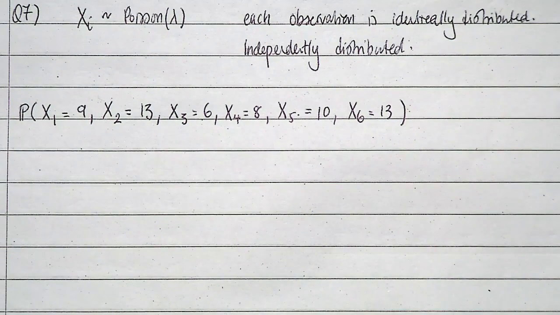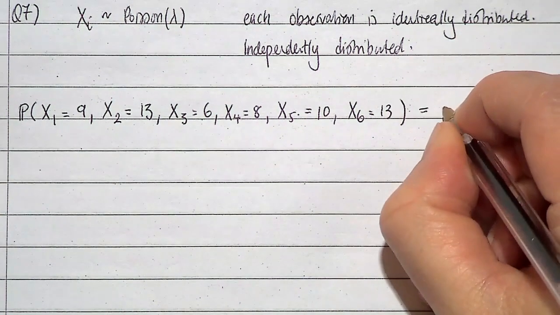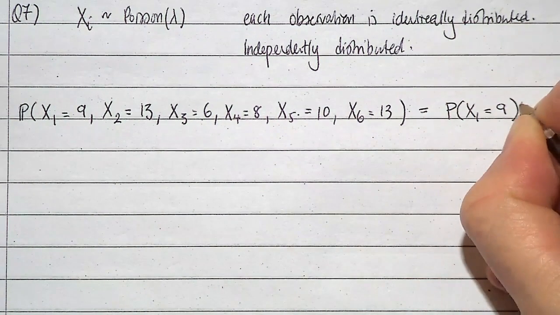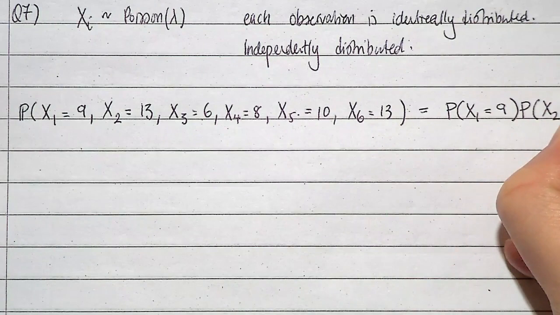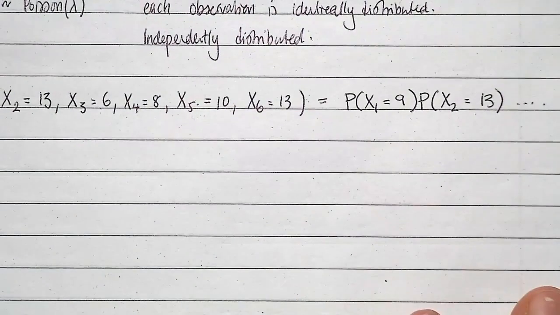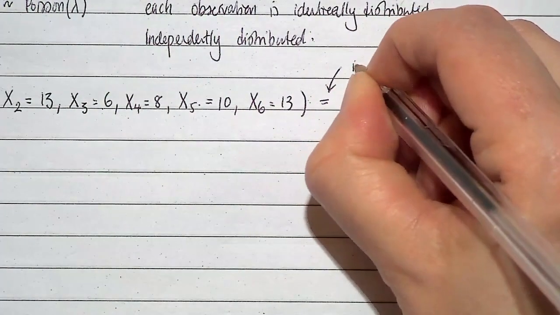Now this looks really, really horrible and messy, but we're lucky that we've been told that they're independent. Because of the independence, we're allowed to write this as the product of the individual probabilities. So we're allowed to write this as the probability that X1 equals 9 times the probability that X2 is equal to 13, etc. So multiply them together like this. And that's only possible when we've got independence.